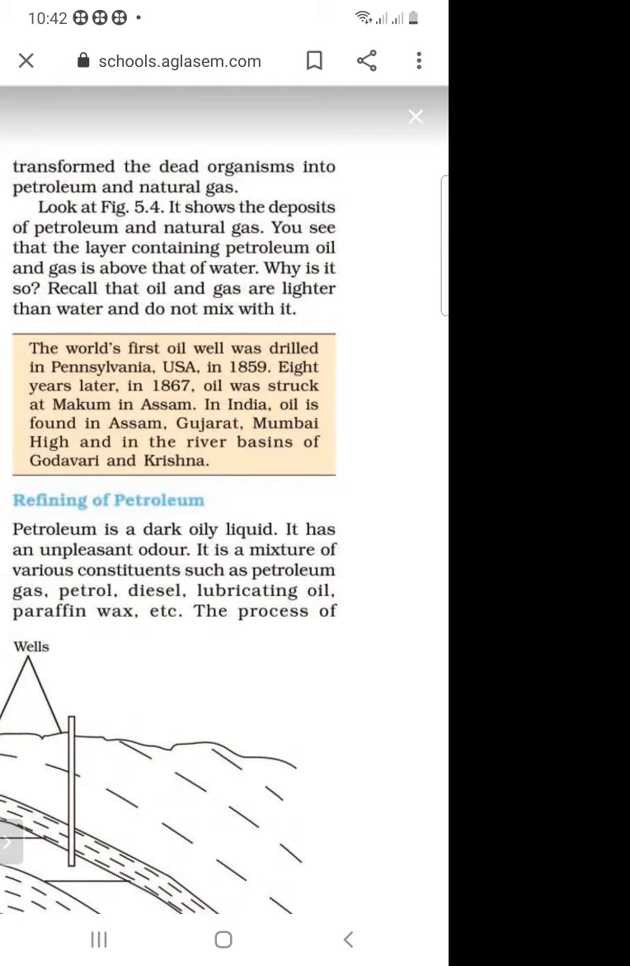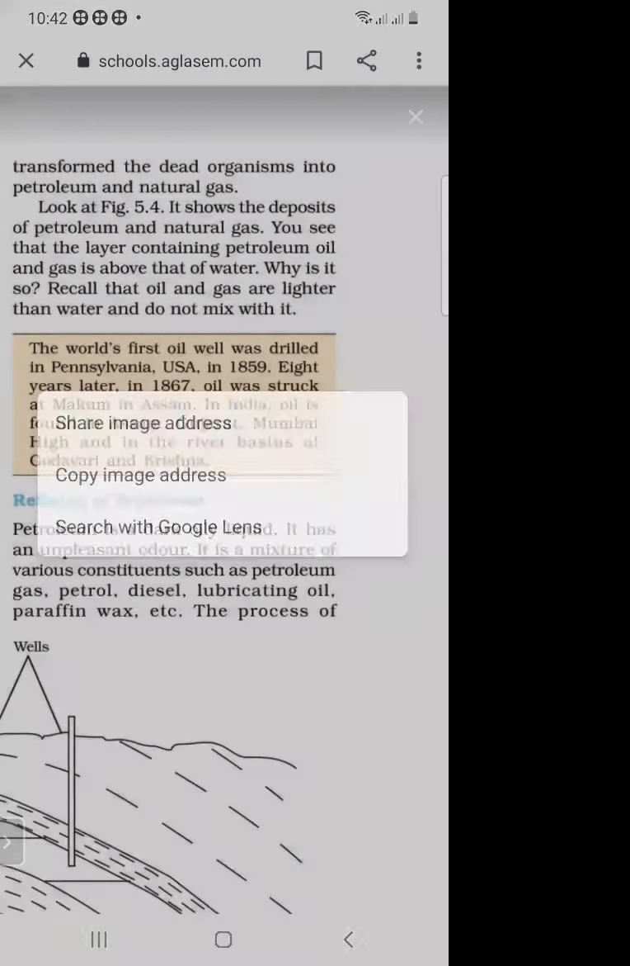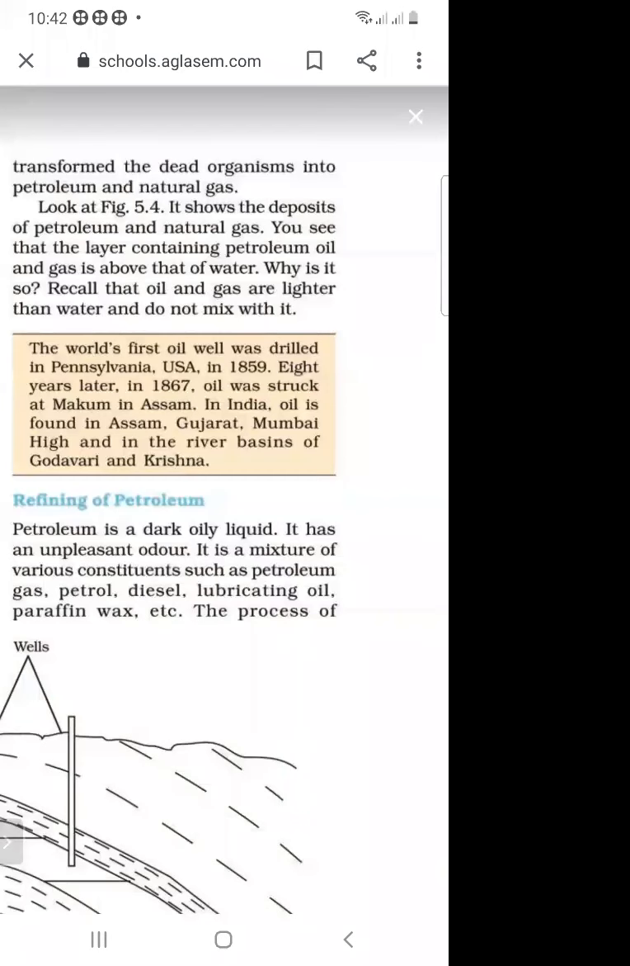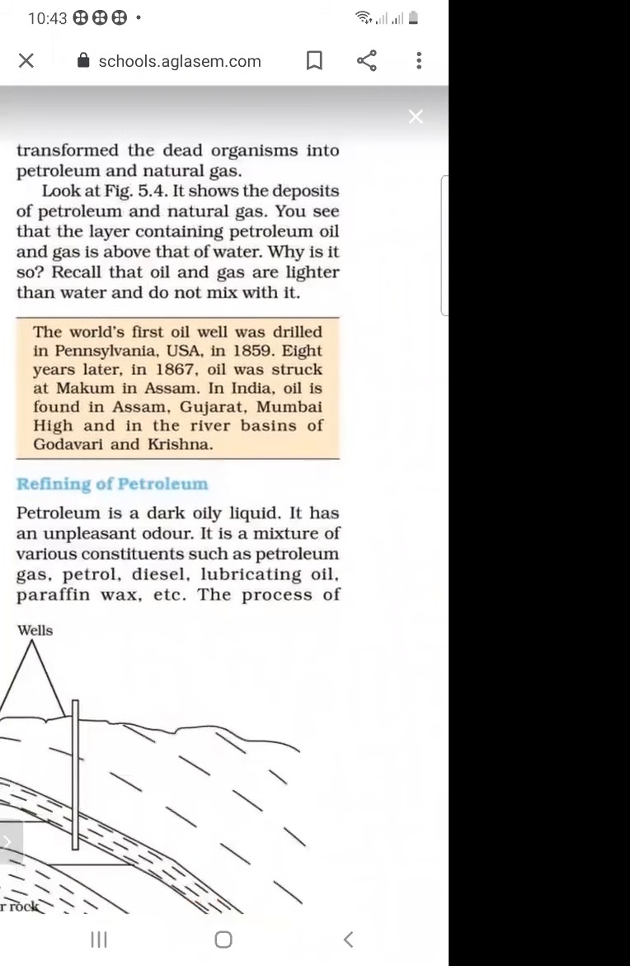So in the yellow box, what is shown? The world's first oil well was drilled in Pennsylvania in the USA in 1859. And eight years later, in 1867, oil was struck at Makum in Assam.